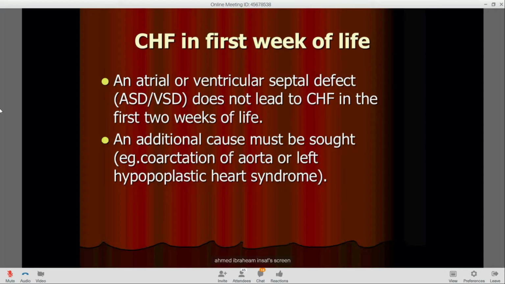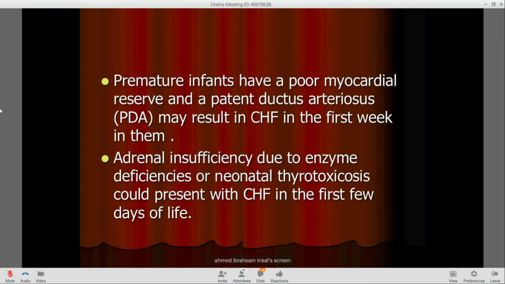It's around 1 year of age. So look for other causes such as coarctation of the aorta or hypoplastic left heart syndrome. PDA is more common in premature babies, and PDA may cause heart failure in the first week of life.